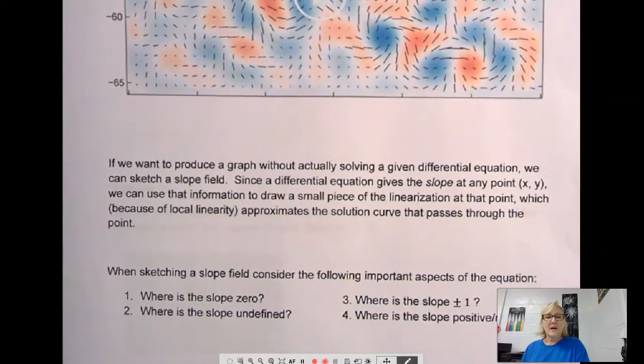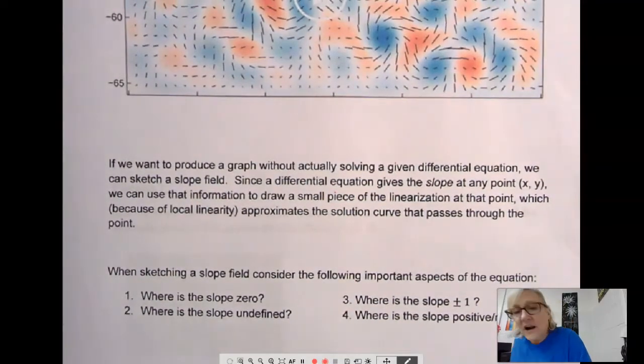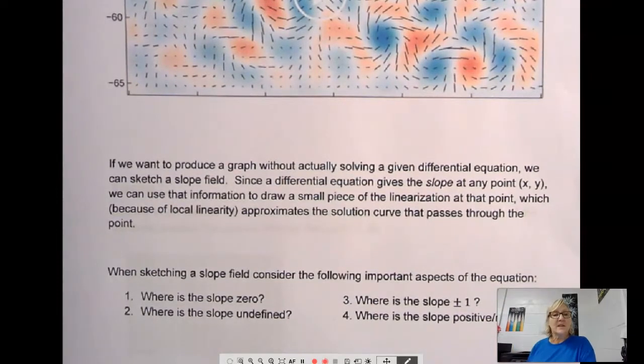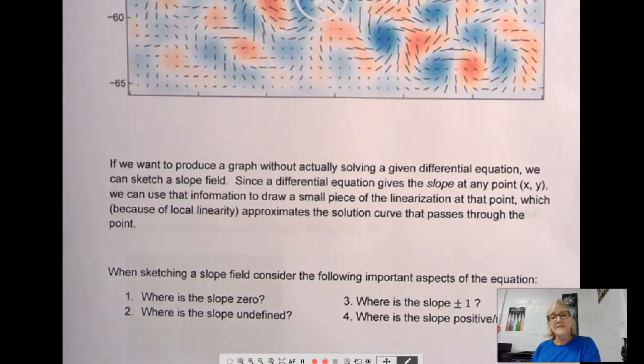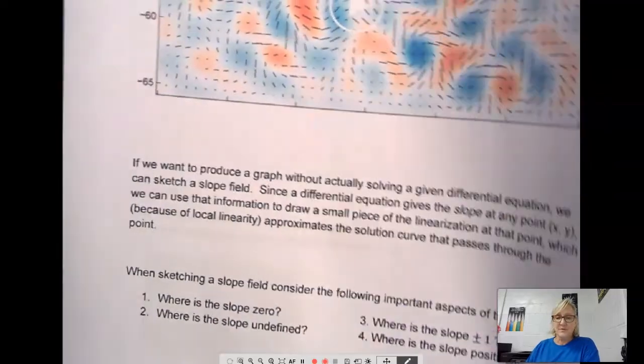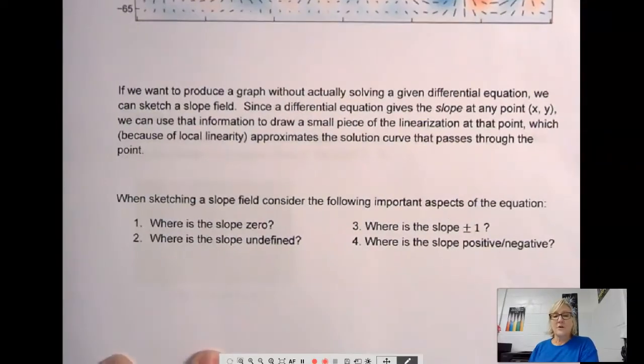Okay. If we want to produce a graph without actually solving a given differential equation, we can sketch a slope field. Since a differential equation gives the slope at any point (x, y), we can use that information to draw a small piece of the linearization at that point, which, because of local linearity, approximates the solution curve that passes through the point. Okay, so these are the steps we're going to go through to find this slope field.